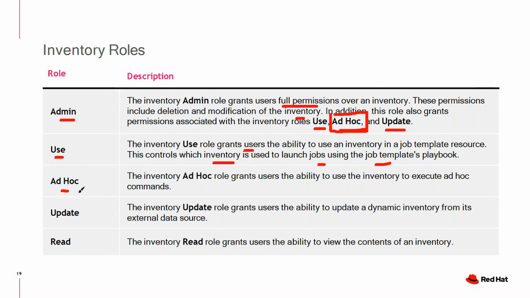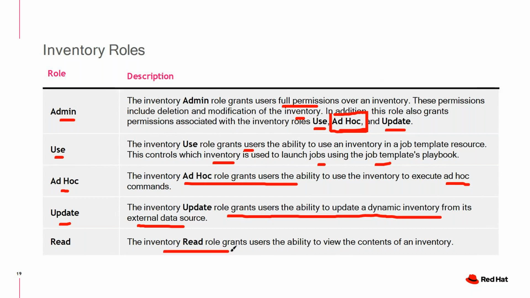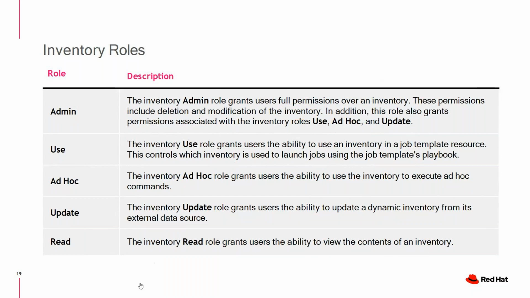Ad hoc. The inventory ad hoc role grants users the ability to use the inventory to execute ad hoc commands. An ad hoc command is fast and quick, but we cannot save it for future use. Most people prefer playbook scripting. And update. The inventory update role grants users the ability to update a dynamic inventory from its external data source. Then read. The inventory read role grants users the ability to view the content of an inventory.